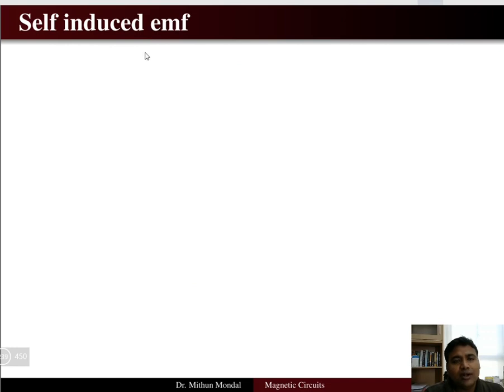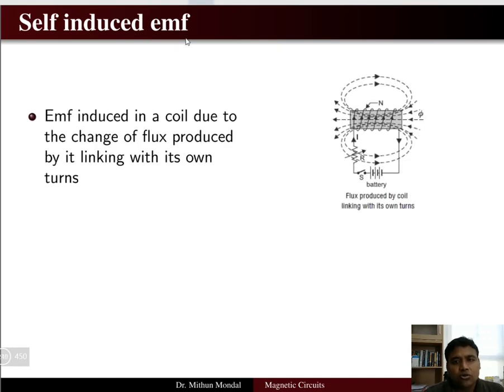So first we will see what is self-induced EMF. Let us take a flux produced by a coil linking with its own turn. So you are taking a coil which is producing a flux and it is linking with its own turn. The conductor over which the coil is wound has n turns of the conductor. Now it is connected with a battery and there is a switch, and this variable resistance can vary the current that is required to produce the flux phi in the conductor or the coil.